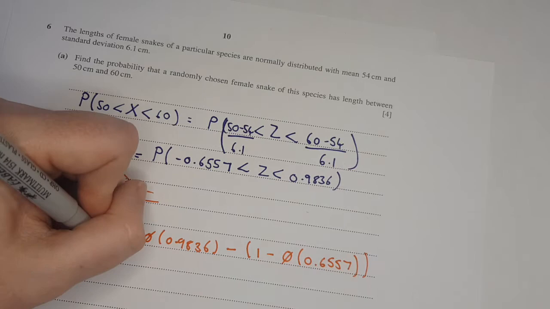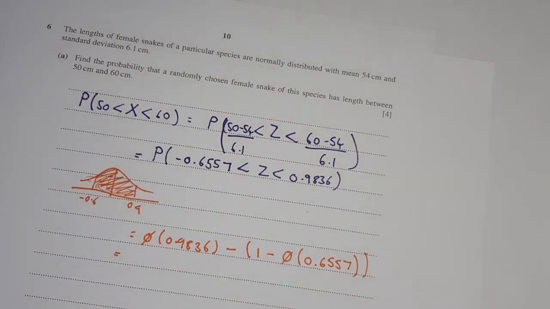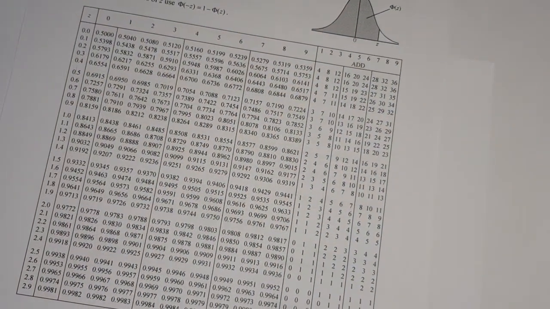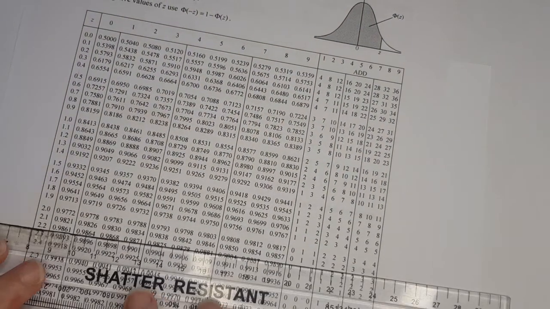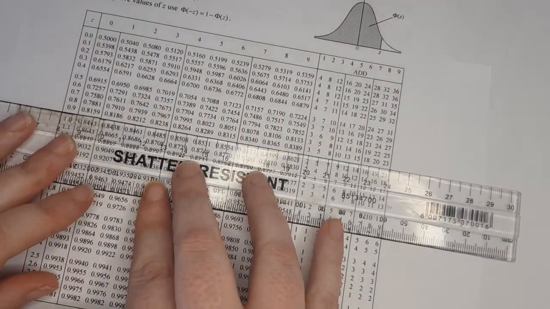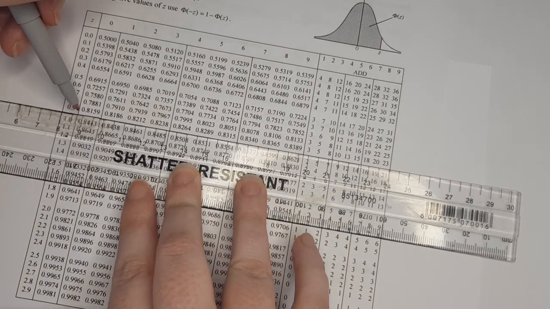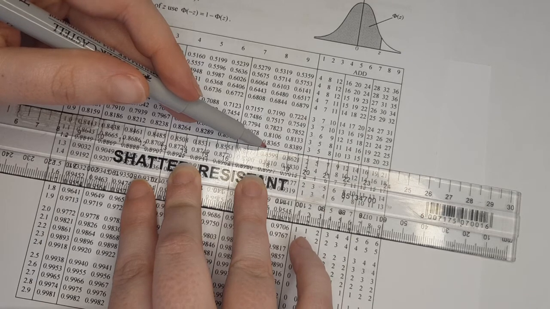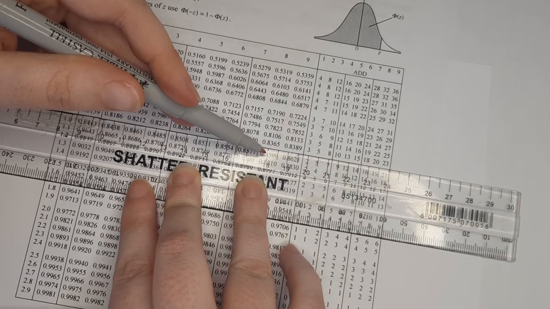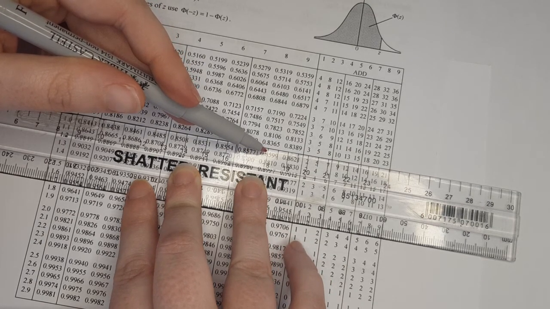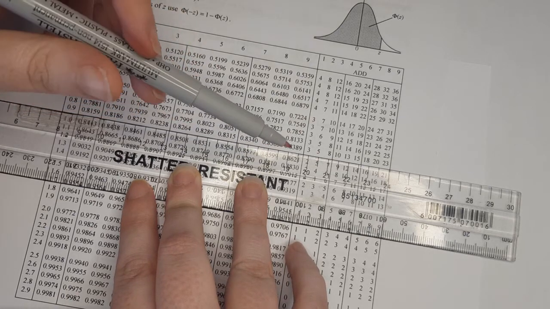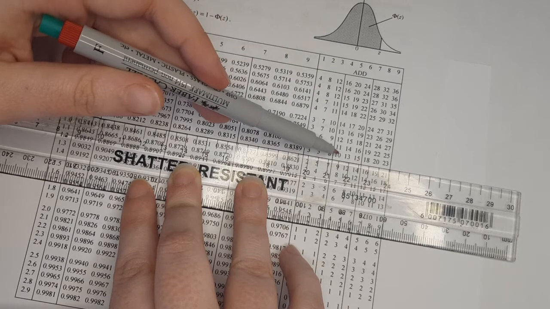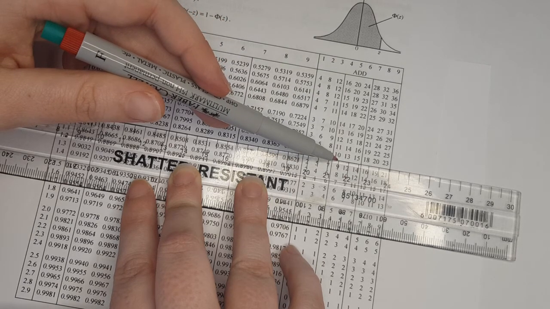Okay, so now if I look up my first value, I've got my 0.9836. So 0.9, then I find 8 to get that value. And then my next one was 3, 6. So I could round that off to 4. Okay.